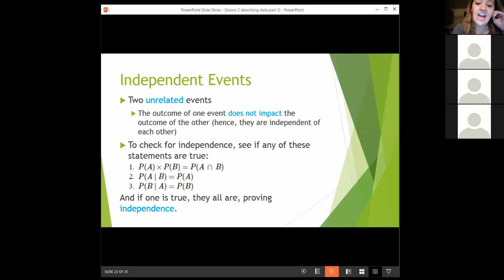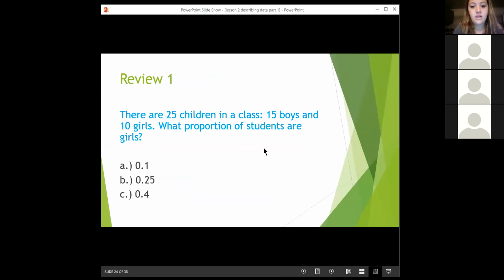So basically, if you find out that one of them is true, that also means that they're all true. So use whatever information you're given and whichever equation makes the most sense there. So if you're given probability of A and B, go ahead and use the first one, and if that's true, then the rest of them are true. And if it's not true, then the rest aren't. So just use whichever one makes sense depending on what you have.